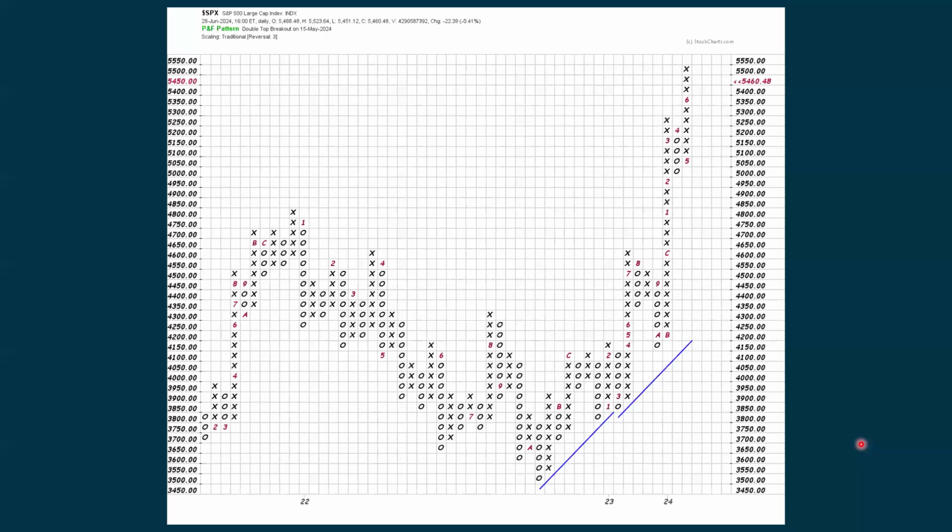This is a point and figure chart. This measures price, and it doesn't take time into account. So if it moves up or down by a certain amount, no matter how long it takes, if it goes up, it'll be an X. If it goes down, it'll be an O.